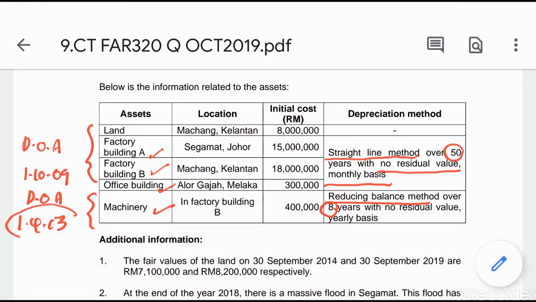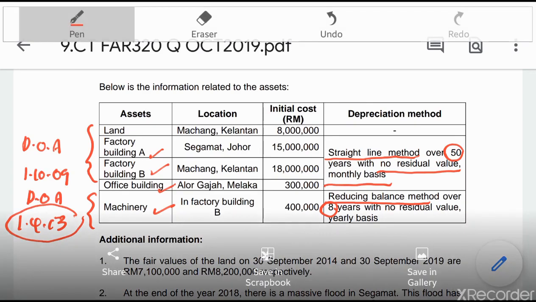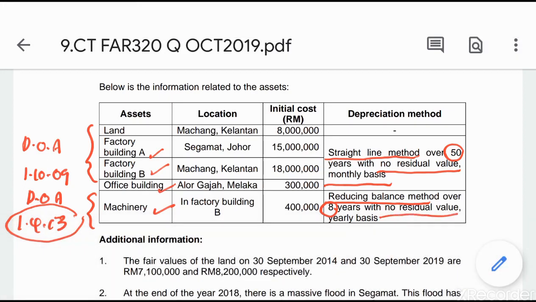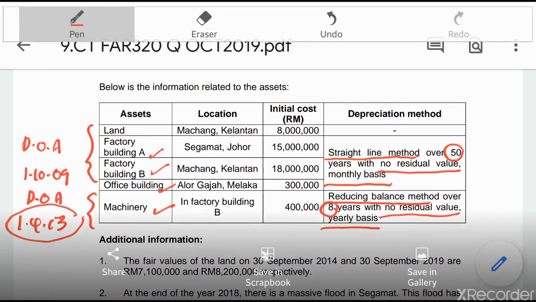And just take note, the date of acquisition was 1st of April. So starting from 1st of April, it has a remaining useful life of 8 years. So the estimated useful life was 8 years, no residual value, but it's adopting a yearly basis. So for yearly basis, it means there is going to be a full year depreciation in the year of acquisition. However, there will be no depreciation for the disposed asset in the year of disposal. I hope that is clear, because this is from your previous FAR subject.